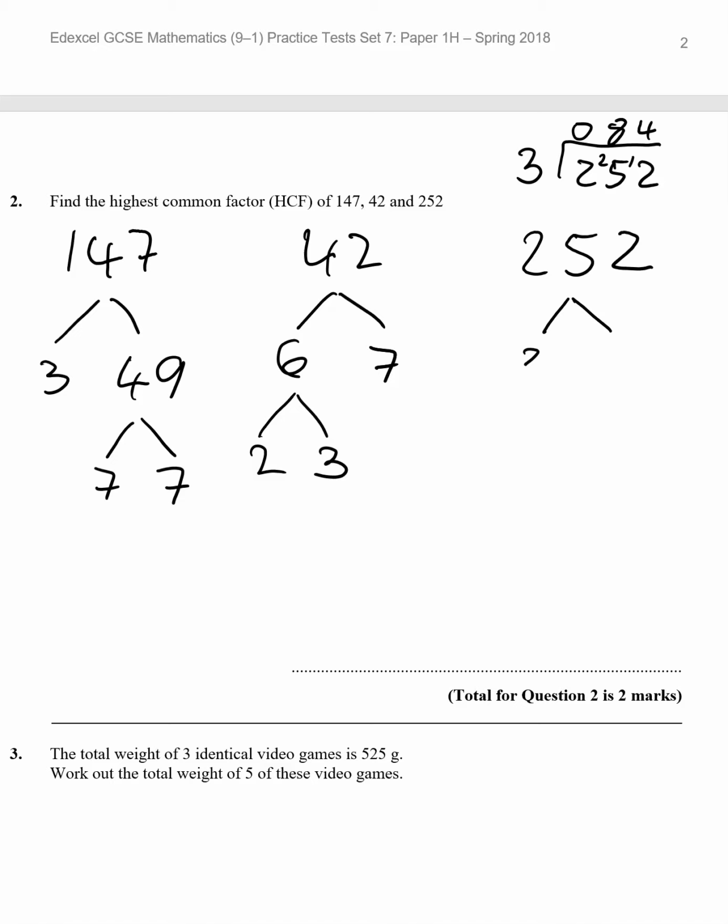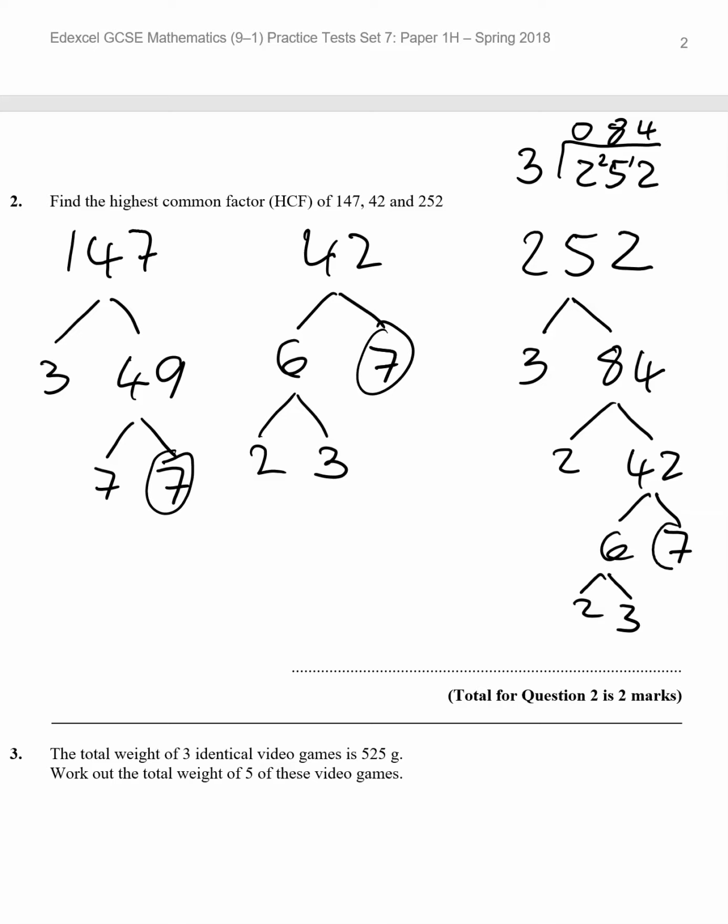Okay, so we can do 3 and 84. Then we can do 2 and 42, 6 and 7, 2 and 3. Now we just need to find common prime factors. So we've got 7, a 7 and a 7. Have we got anything else? A 3. We've got 3, a 3 and a 3. Are there any others? Well, we've got 7 there, there's no 7 there, so actually that is it. So 7 times 3, 21 is the highest common factor.